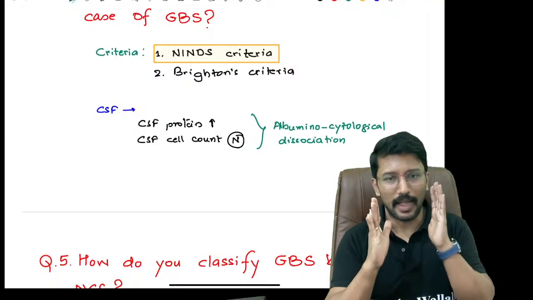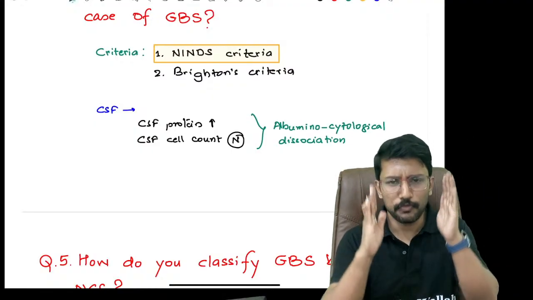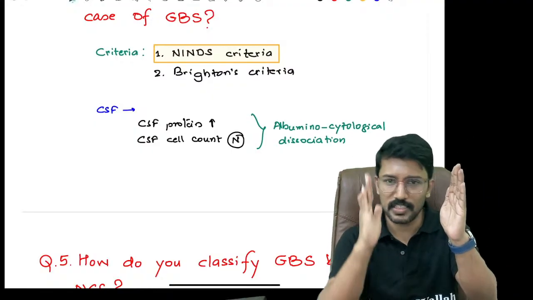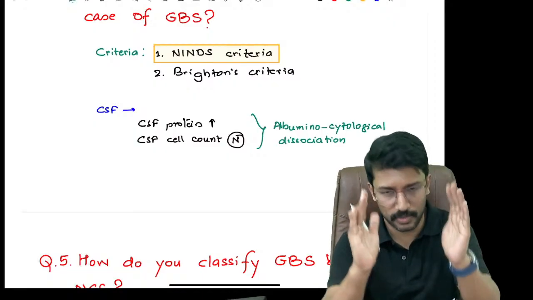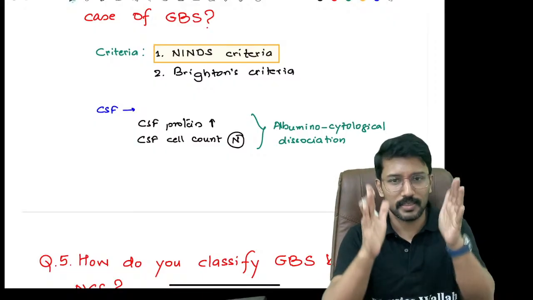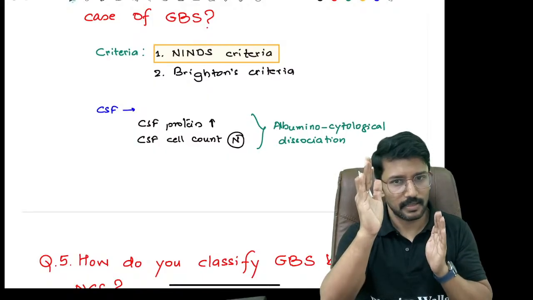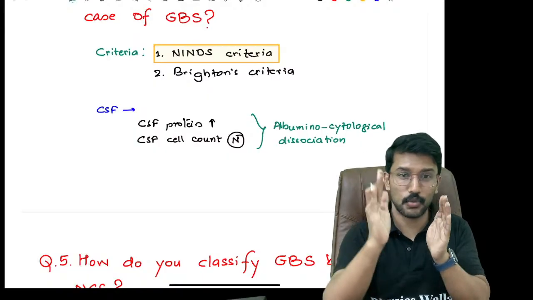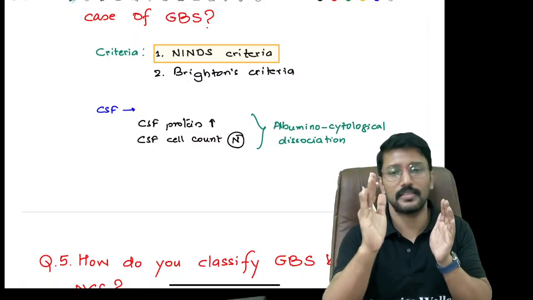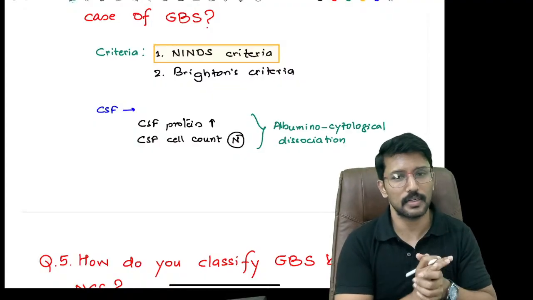Because normally the albumin or the proteins in the CSF and the cells follow the same direction. If protein is increasing then cells will also increase, or if cells are increasing then protein also increases. They are all increased. They are going in the same direction. But here protein is increasing, and cells are remaining in the normal range. So there is a dissociation between the protein and cells. This is what we call albuminocytological dissociation.